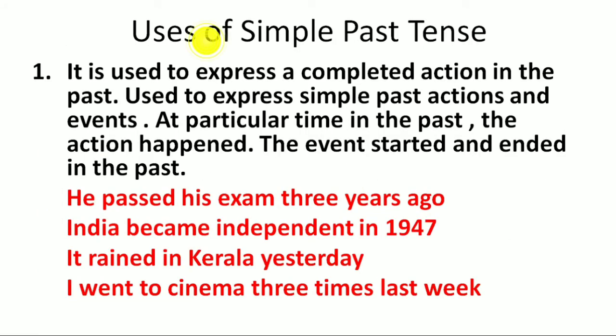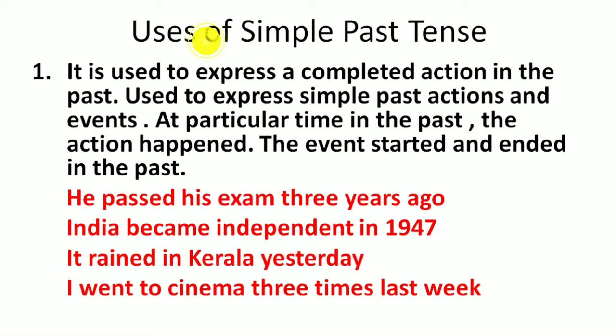Likewise. Then we can see the uses of simple past tense in English. It is used to express a completed action in the past, used to express simple past actions and events. At a particular time in the past, the action happened. So this time indication is most important in simple past tense. The event started and ended in the past. This is the first use of simple past tense.